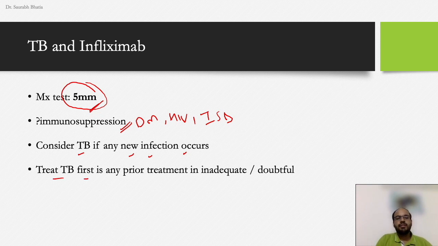Treat the TB first before trying any kind of infliximab or TNF-alpha inhibitor. If you find a focus of TB, treat TB first, especially if the prior treatment is inadequate or doubtful. So if the patient says, yes, I was found to have TB, let's say 10 years back, and I could not complete the treatment, I took treatment for 2 months, it's better to give the complete treatment again and treat TB first. If you find evidence of tuberculosis on investigation, treat it first and then consider infliximab.